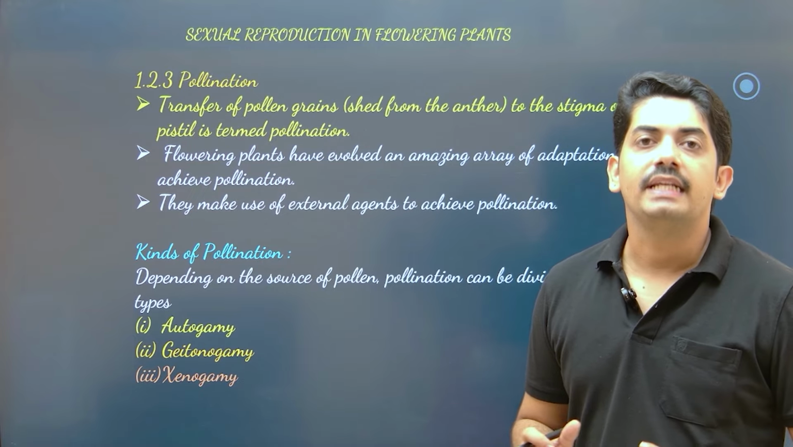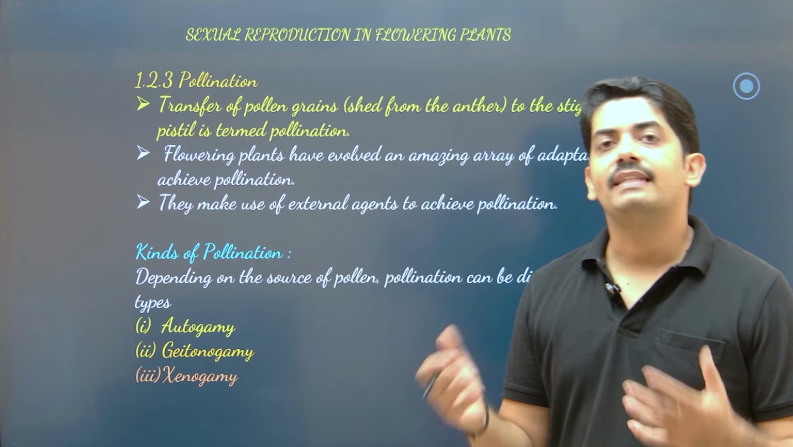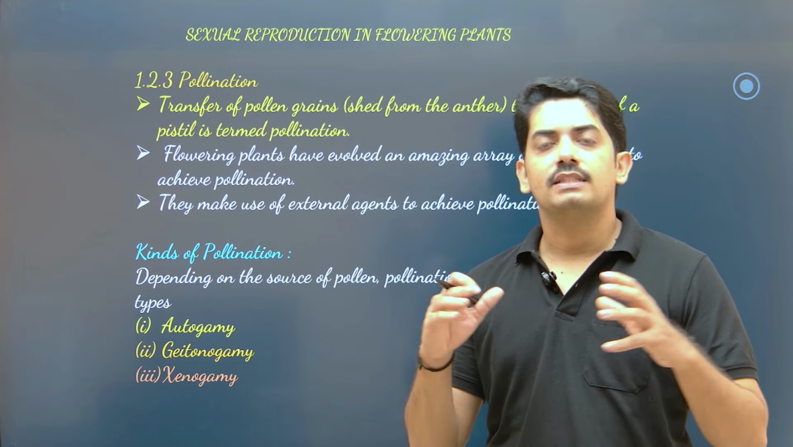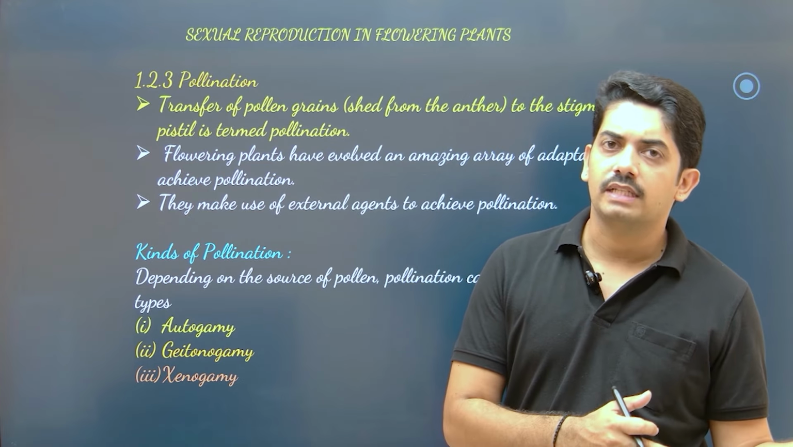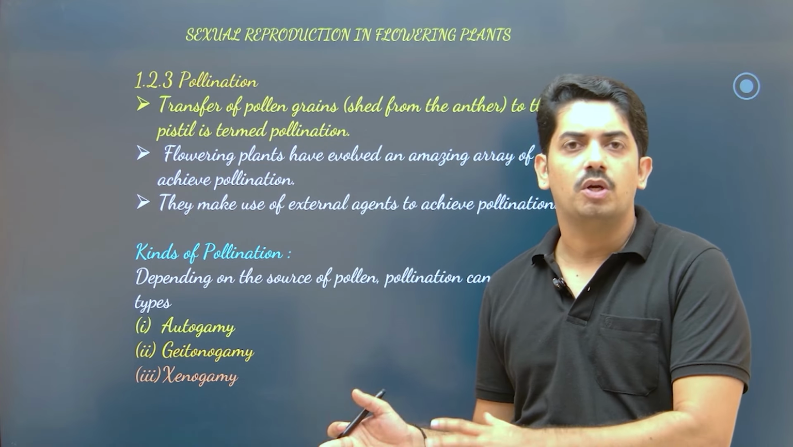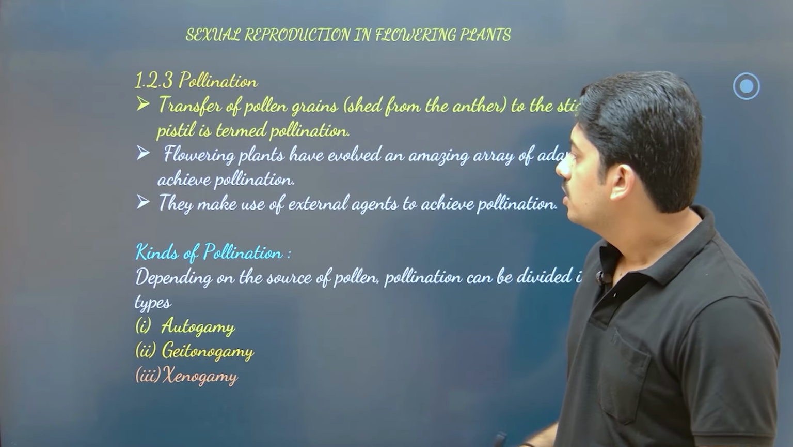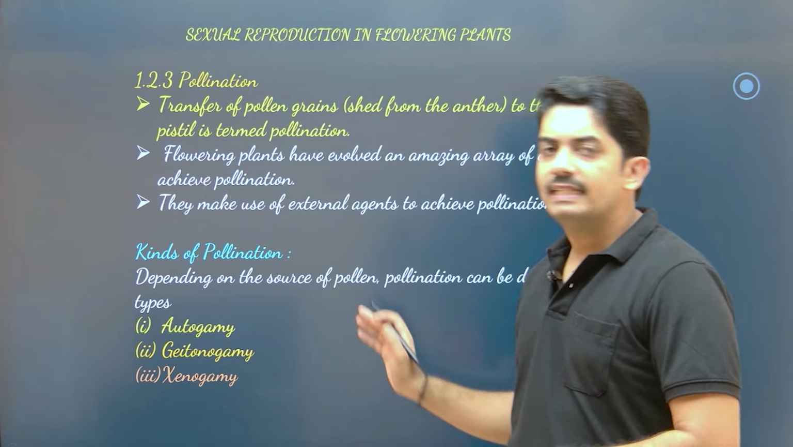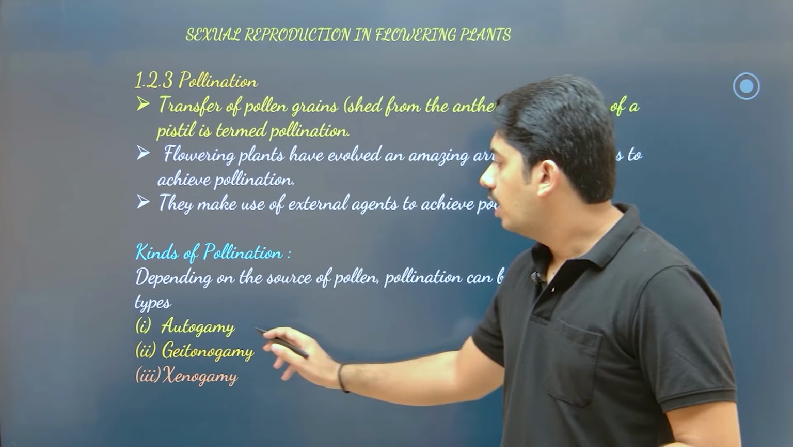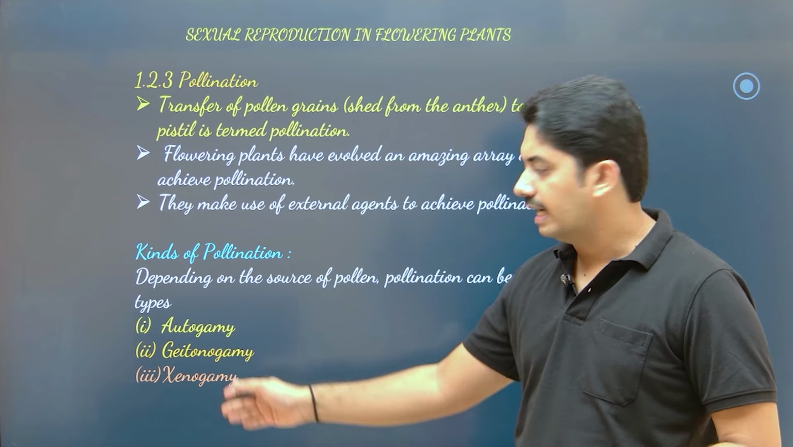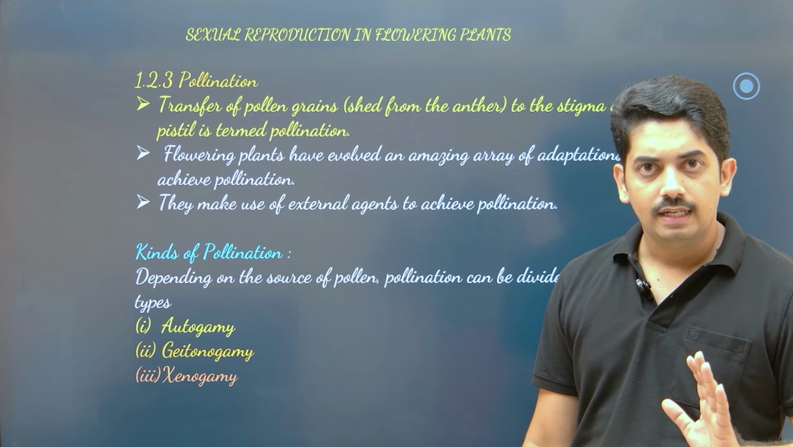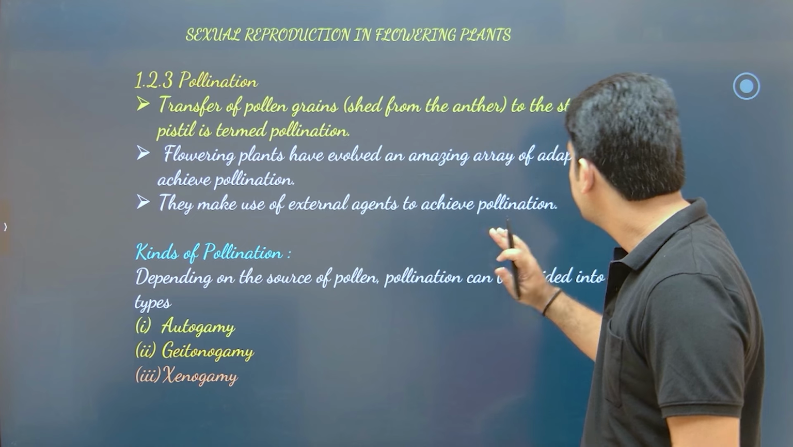First we will study the types of pollination, and then we will study the biotic types of pollination and the abiotic media where pollination takes place. So let us go with the kinds of pollination. Autogamy, geitonogamy and xenogamy are the three types.